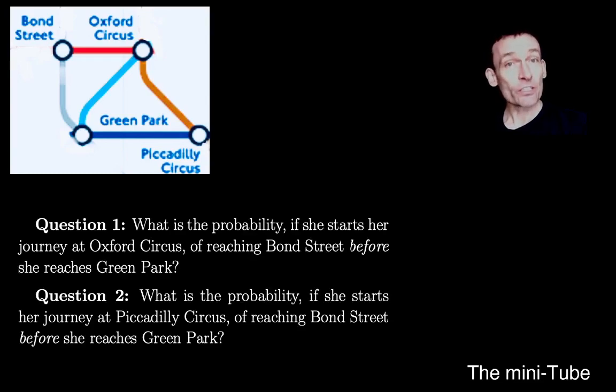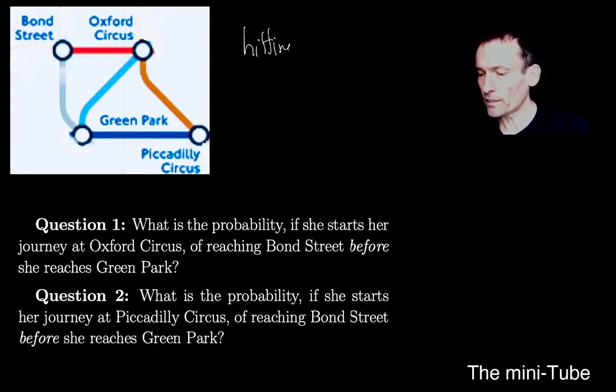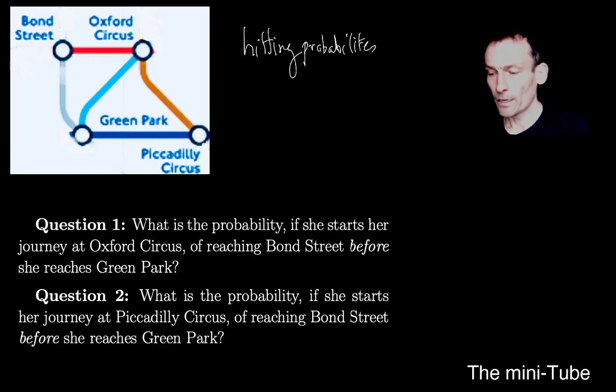If we start at Oxford Circus, question one, what's the probability of getting to Bond Street, our target domain perhaps, before Green Park? If we reach Green Park, we stop our journey, but we won't have gotten to Bond Street. Similarly, if we start at Piccadilly Circus, what's the probability of getting to Bond Street before Green Park? Because Bond Street is in a sense our target, we want to know what the probability of getting there is. We call the probabilities we're looking for in questions one and two hitting probabilities, because it's the probability of hitting Bond Street starting from any of the initial states.